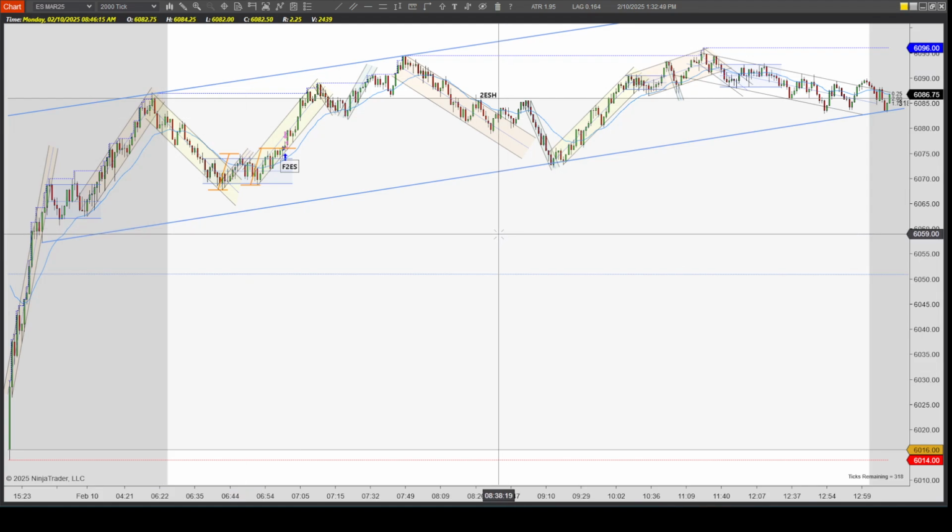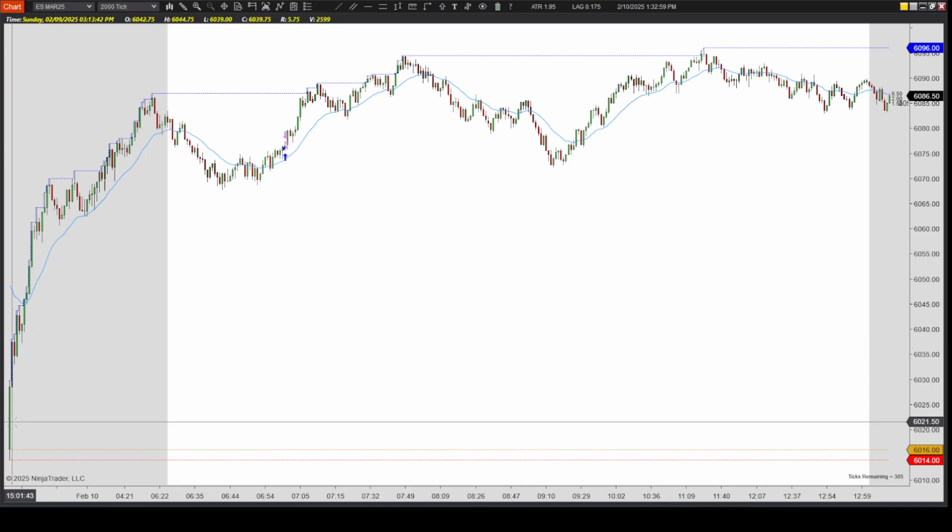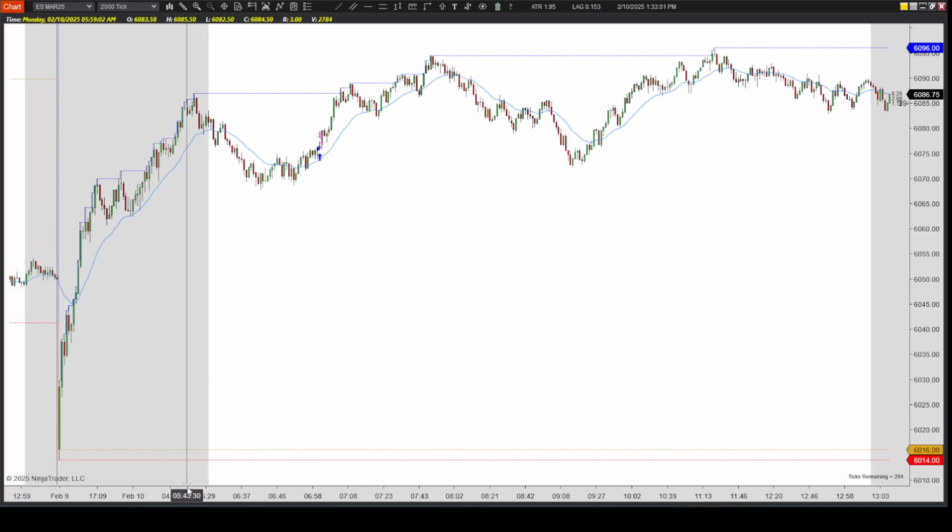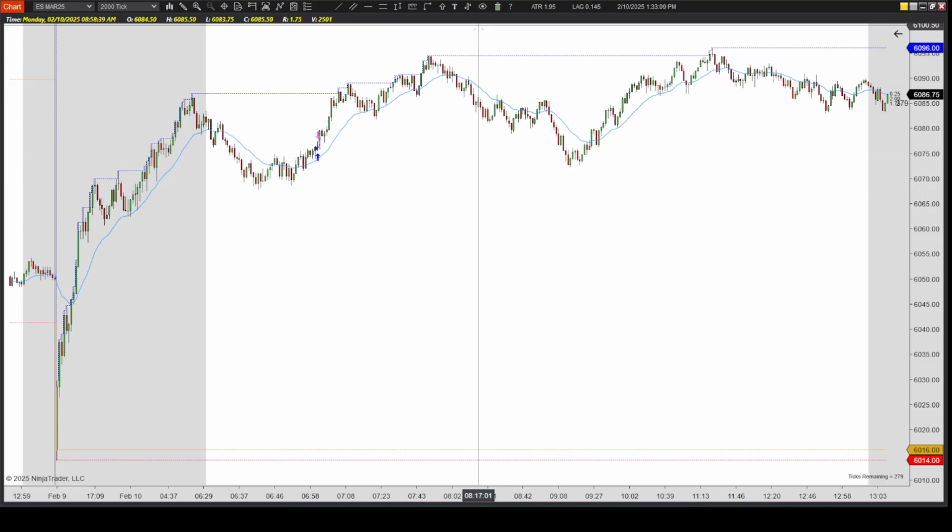February 10, 2025. This is the S&P 500 E-Futures Mini on the 2000 tick chart using NinjaTrader 8. This is what the chart looked like today. Had this big spike up in the pre-market after a drop, and then for the most part, you could just say it moved sideways, but there was a slight bullish bias. That's how I drew the chart.